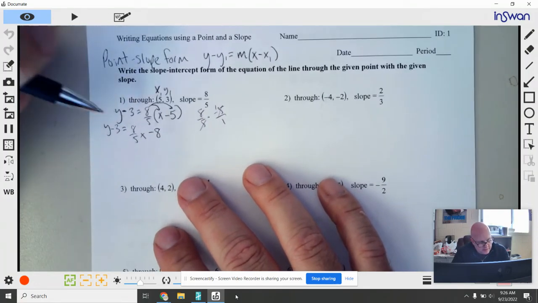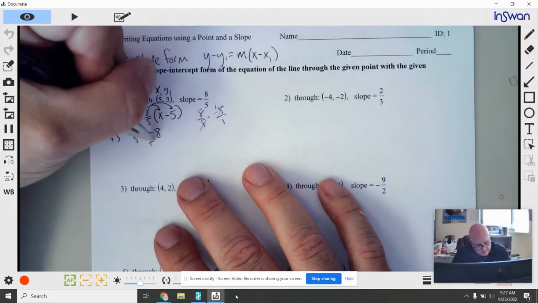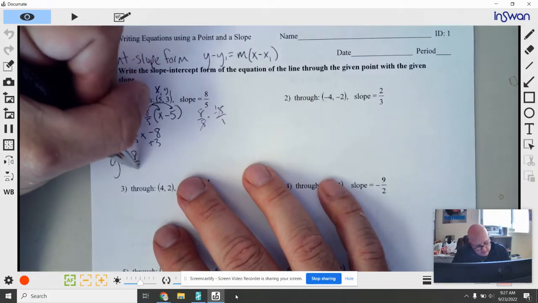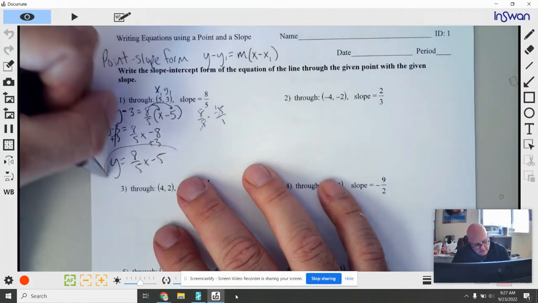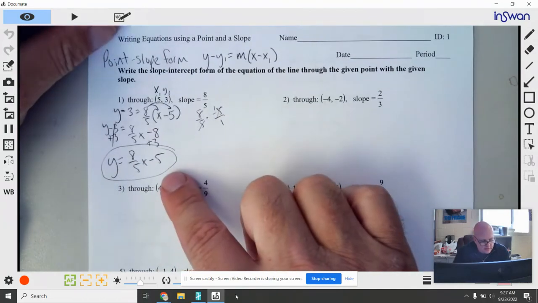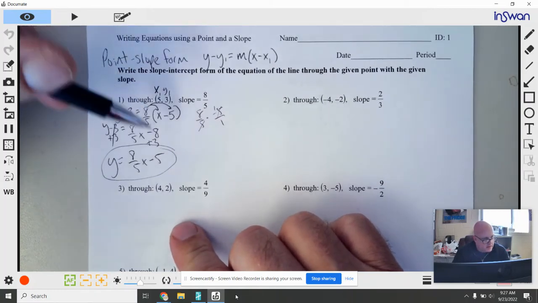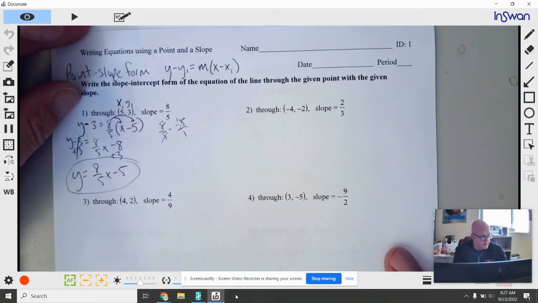Okay, last step, you need to get this y alone. So we'll just add 3 to both sides. And that cancels. So you get y equals 8/5 x minus 5. That's my final answer in slope-intercept form. Again, we started with the point-slope form, we plugged it in, and then converted it to slope-intercept. Okay, let's try number 2.